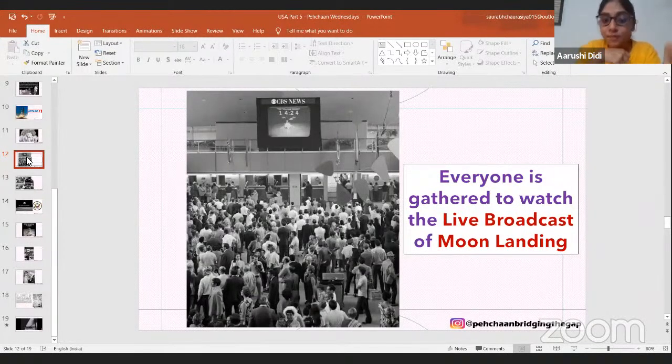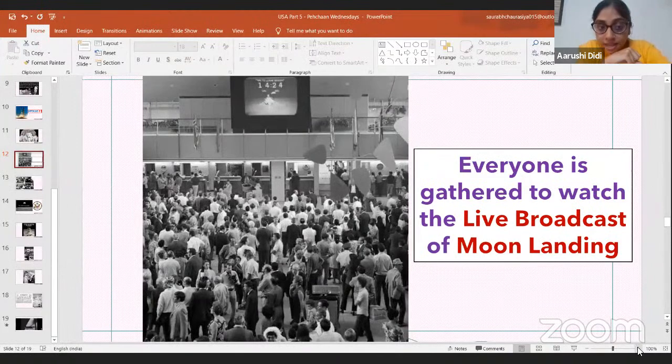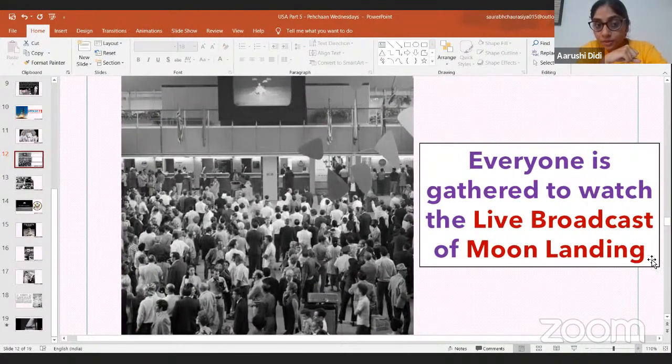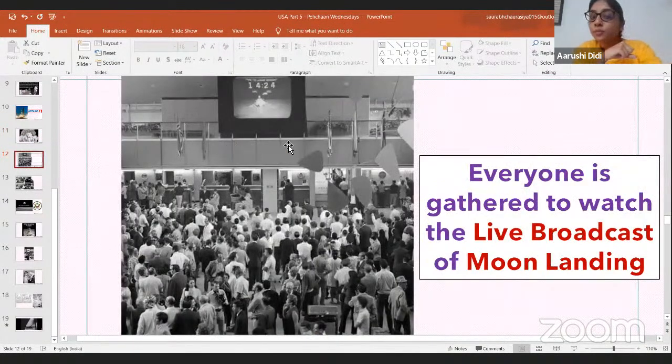And can you please zoom a bit, Saurabh? That's everybody watching the moon landing. That's an actual picture. You see the television on the top. That is where it's being live broadcast, and everybody in the crowd is ready to watch it, right? Thank you. So the crowd is there to watch the live broadcast. So that is the importance of live television.